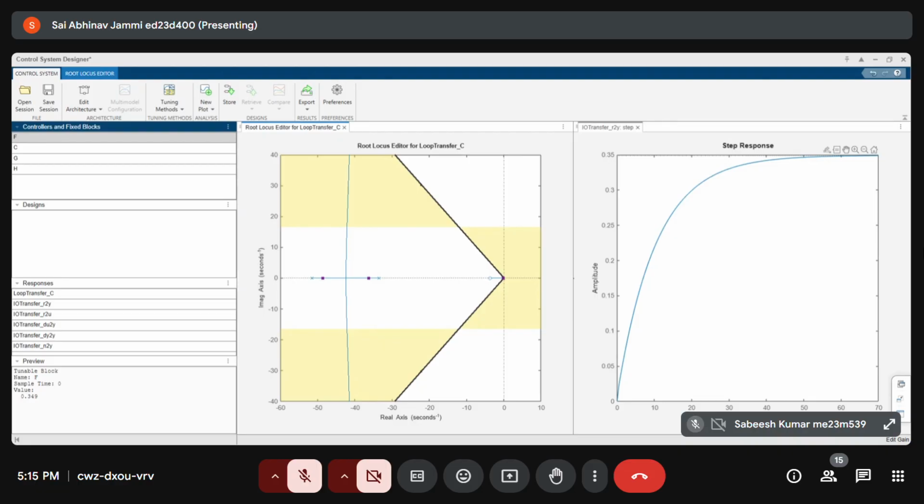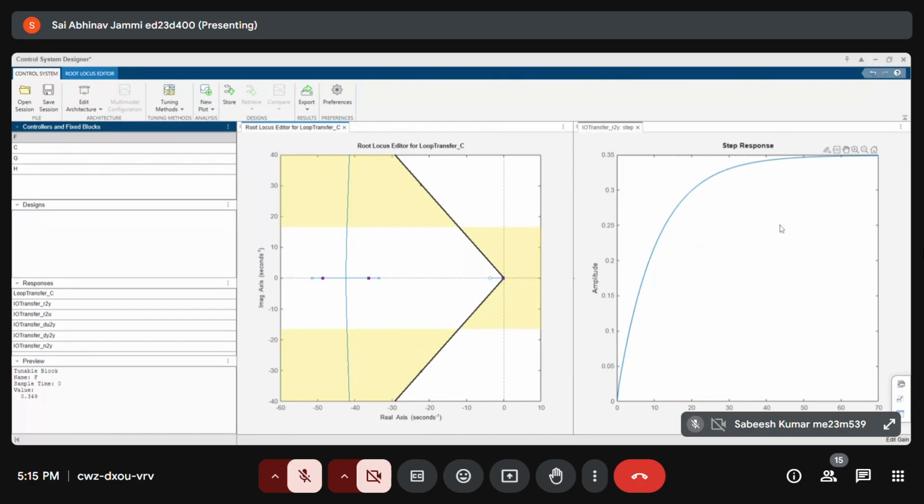Since in the question it's given that we are incrementing steering angle by 20 degrees, we are giving it in radians and that's why it is 0.349. 0.349 radians, that is 20 degrees. So we are giving a step input of 20 degrees essentially. Got it. Thank you.